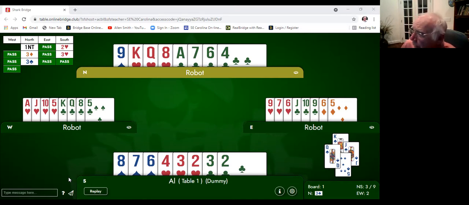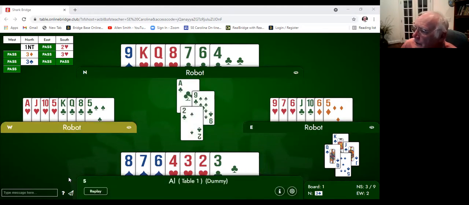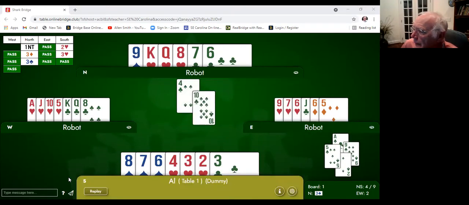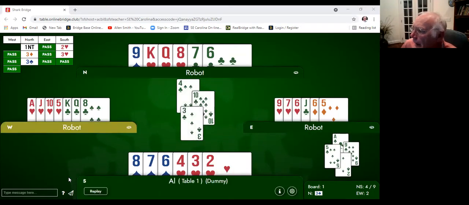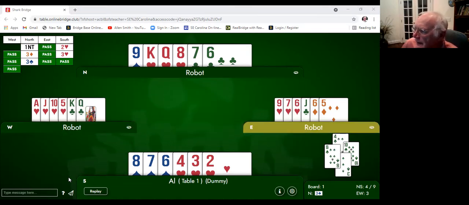He says, well, what I want to be able to do is get to the dummy so I can lead towards my heart so that I can finesse West for the ace. And he says, well, let's go ahead and lead that ace of clubs. What we're going to do is just go ahead and lose a club. So he does that. And West decides he doesn't want to take the lead. He wants his partner to lead.